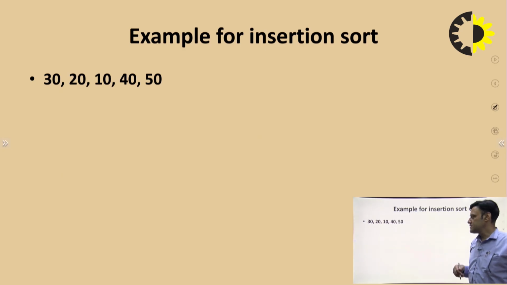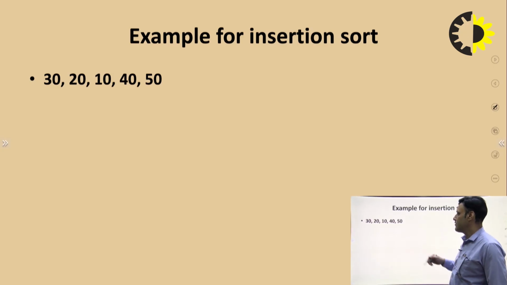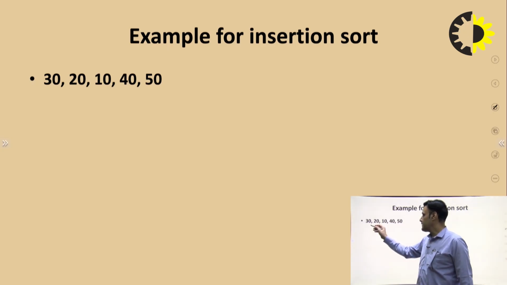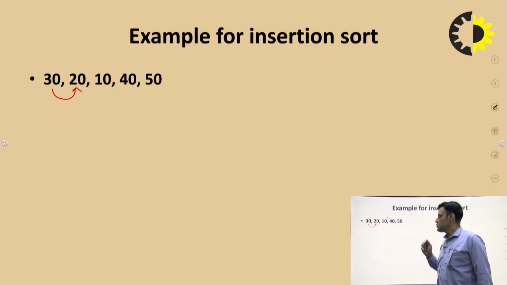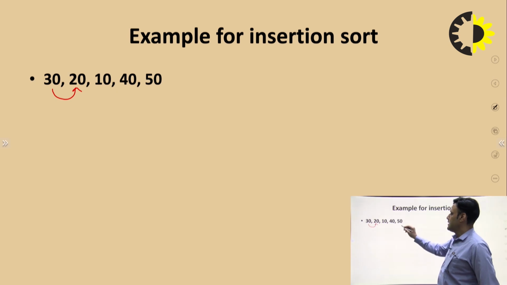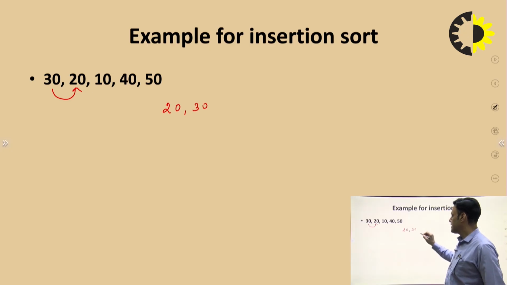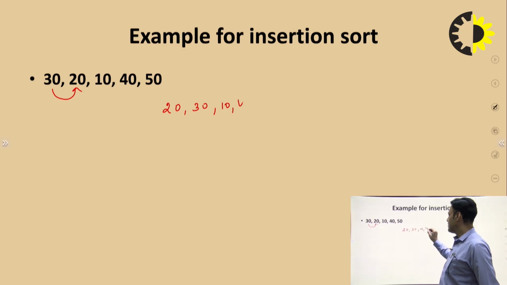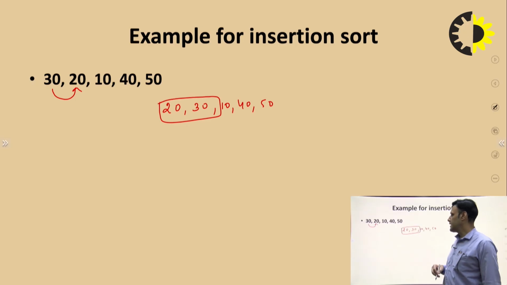So for example, I can just take this small example. I have 30, 20, 10, 40 and 50. These are the elements. Now I have to sort, right? So I will compare this 30 with 20. While comparing, 30 is greater than 20, so it needs swapping. So 20 will come here, then 30 will come here. 30, 10, 40, 50. Now I have 2 cards in my hand.